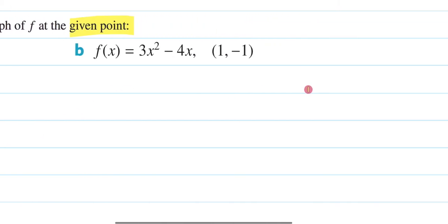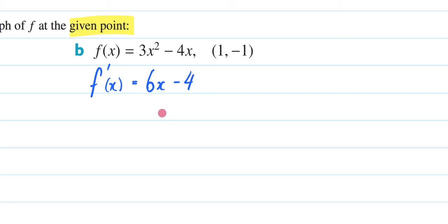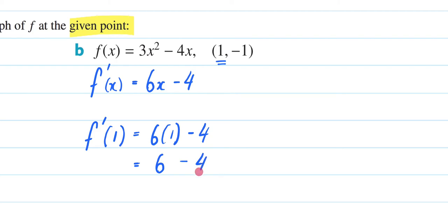Let's now scroll across here and do the same thing. So we're going to begin by finding our derivative. 2 times 3 is 6x minus 4. To now find the gradient of the tangent at this point, I sub in my x value into my derivative. And I might actually do this on this line. It's going to be 6 times 1 minus 4, which is equal to 6 minus 4, which is going to be equal to 2. And just like that, we have found our second answer.